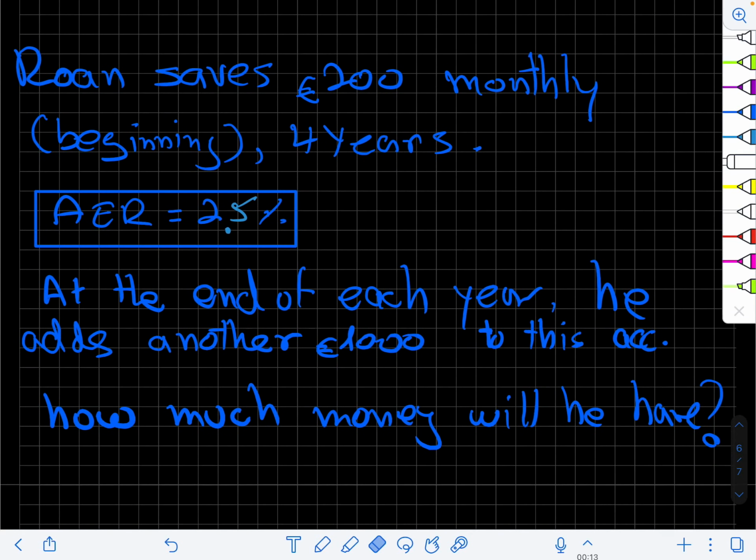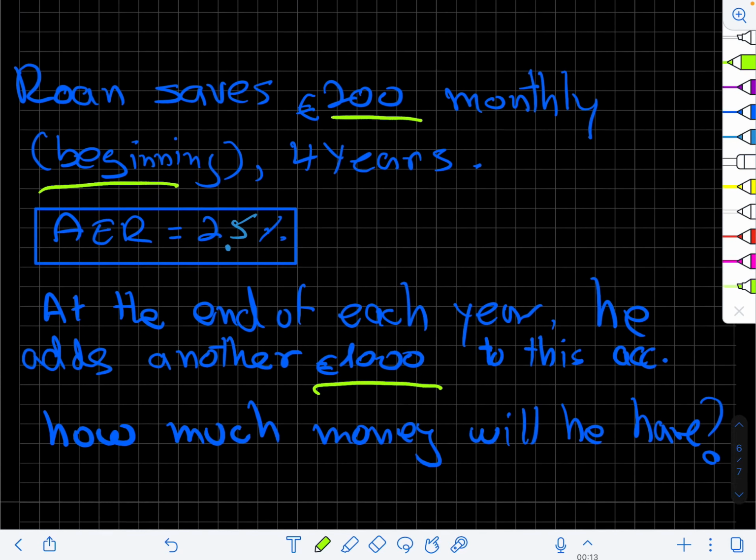Here's the question. Rowan saves €200 every month. He does it at the beginning of the month. He does it for 4 years. The AER is 2.5%. At the end of each year, he also adds another €1,000 to this account, and they're asking us how much money will he have at the end of the period.